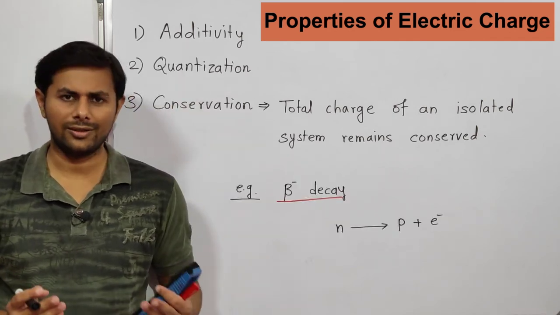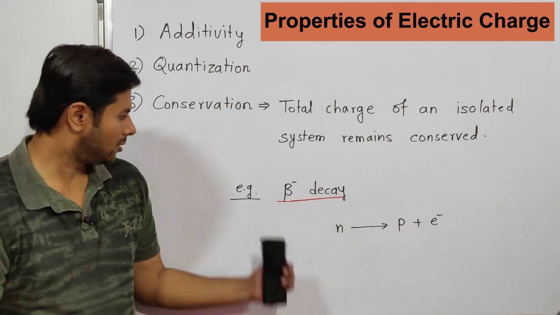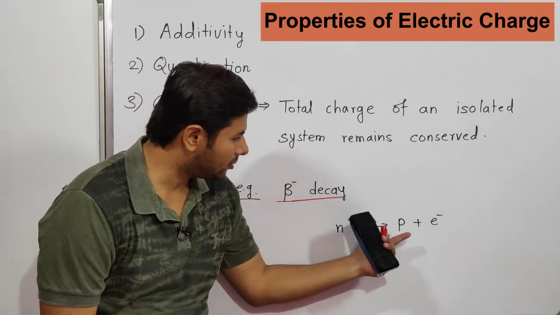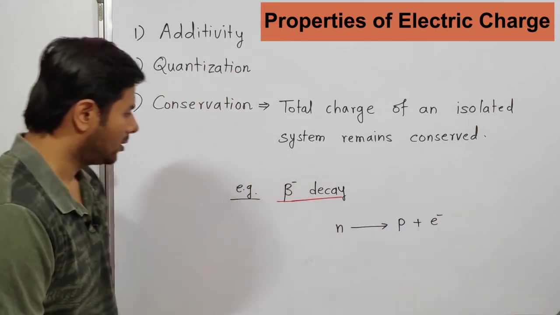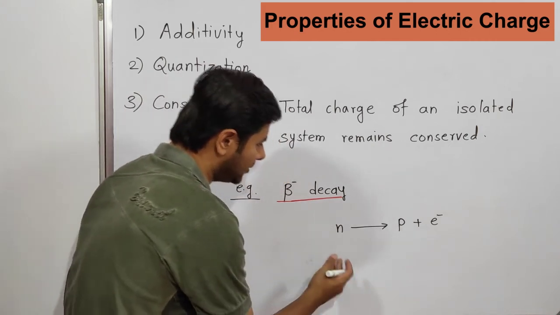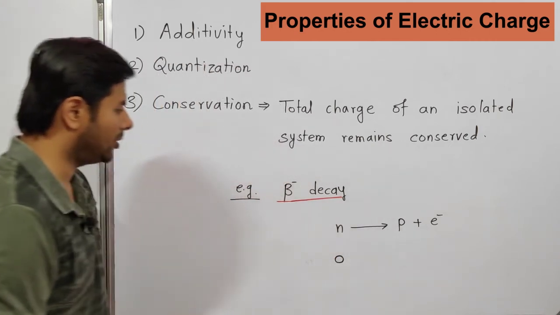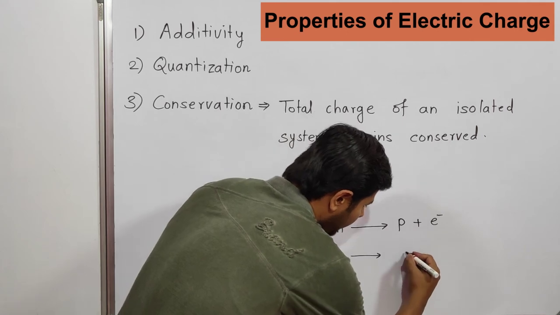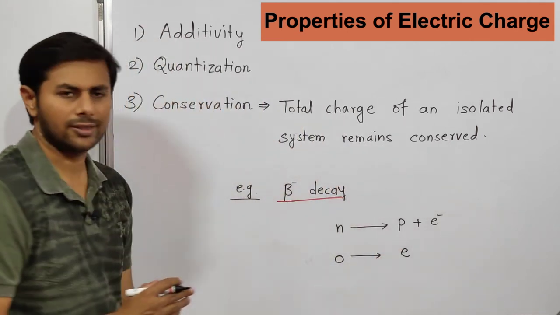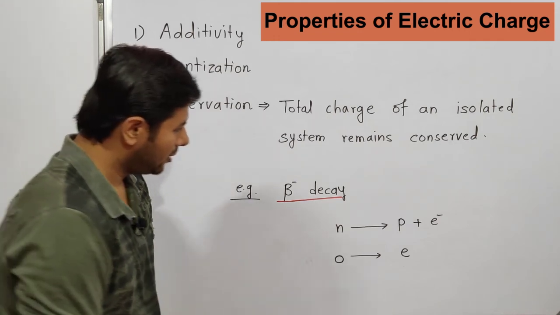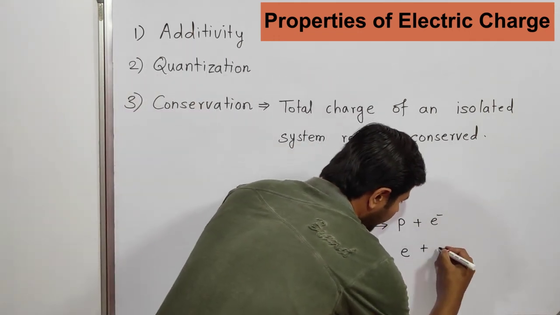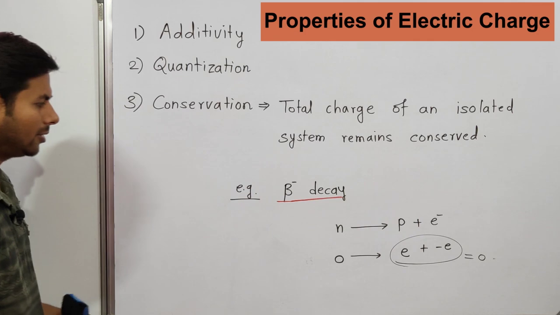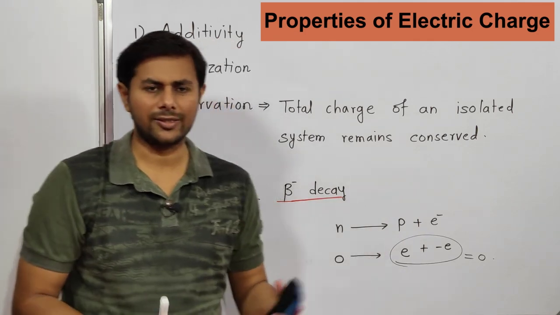Alright, let's look at an example of conservation of charge. So in beta minus decay, one of the neutrons from the nucleus gets converted to one proton and one electron. So the total charge on the left hand side of this equation is 0, because we know a neutron carries no charge, and the charge on a proton is e, 1.6 multiplied by 10 raised to minus 19 coulombs, and the charge on an electron is the negative of that, it's minus e, so the total charge on the right hand side is also 0. Alright, so we see that this reaction respects conservation of charge.